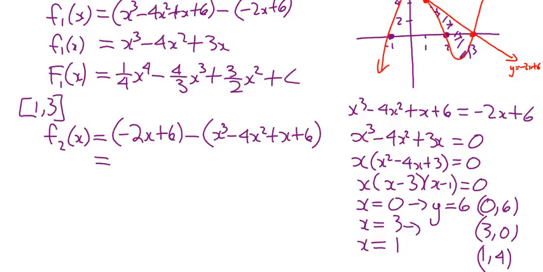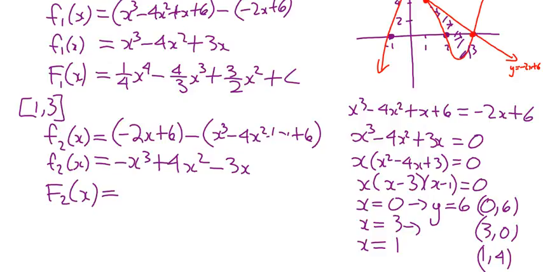So what do we got? Negative x cubed plus 4x squared minus 3x. That's it. So that's little f2.